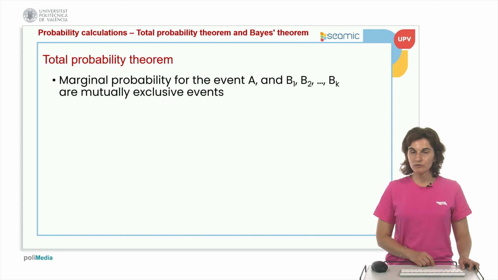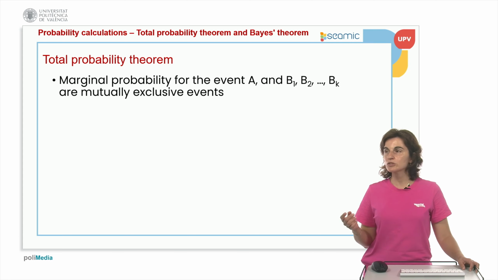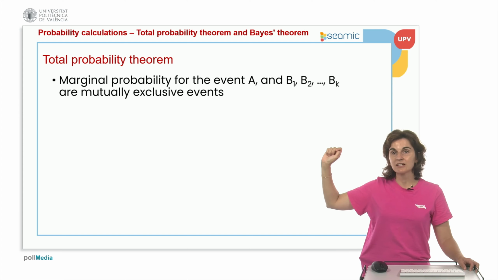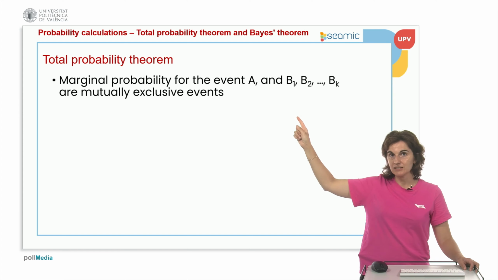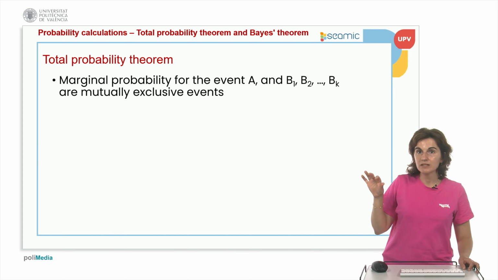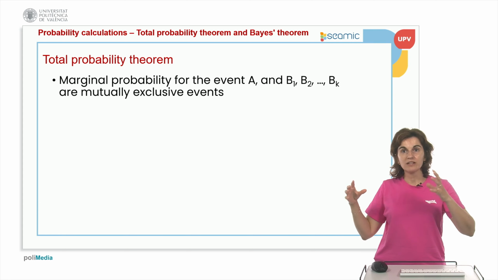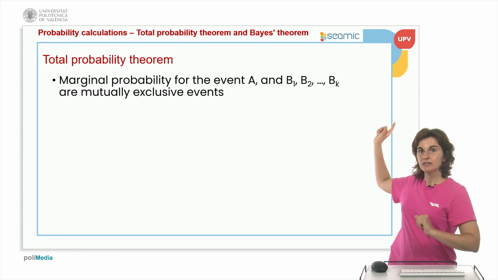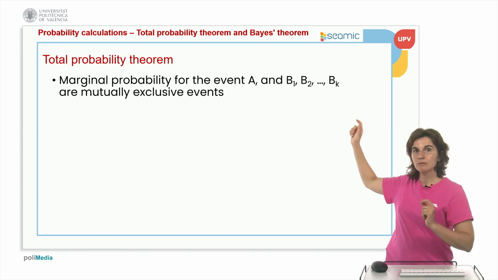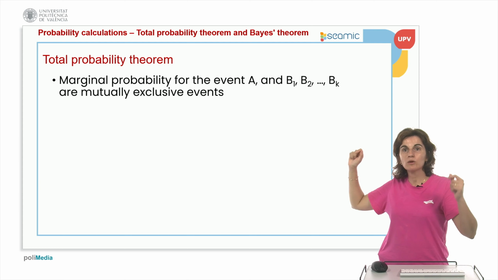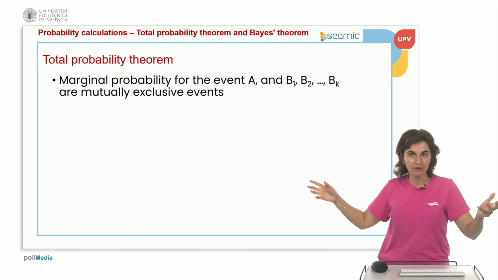For the presentation of this theorem, we will consider that there is an event and we know the marginal probability of this event. We will refer to this event as event A, as it is shown there in the slide, and we will study the probability that this event happens combined with other events that are mutually exclusive. So as you see in the slide, there will be other events such as B1, B2, Bk. We are referring to K events, but we could be talking about 3 or 4 or 5.